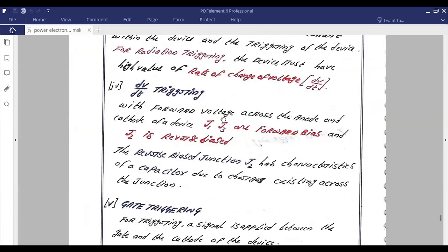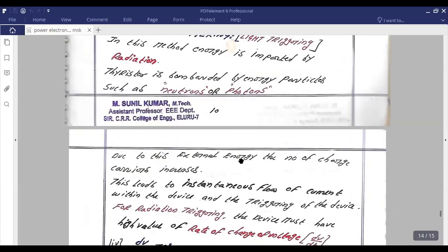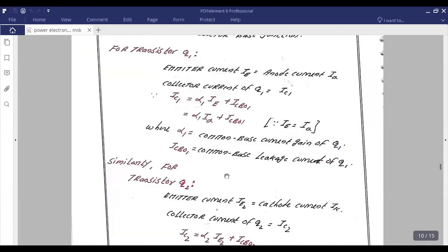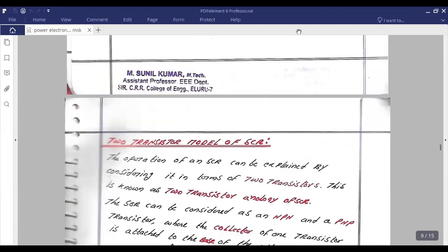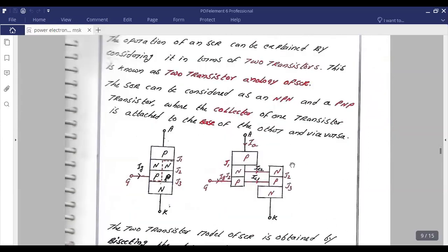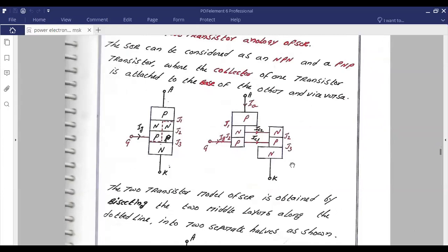All these triggering methods are going to be considered on the basis of this two transistor analogy. From the considerations of this two transistor analogy only, we are going to consider the different types of turn-on methods applicable to an SCR.